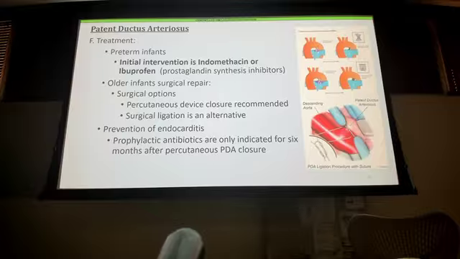Then, like what we talked about in the infective endocarditis lecture, if they have a PDA that's persistent, then they need endocarditis prophylaxis up until 6 months after it's repaired. Okay, once it's been 7 months past repair, then they don't need it anymore.